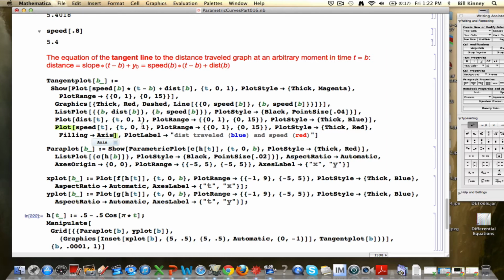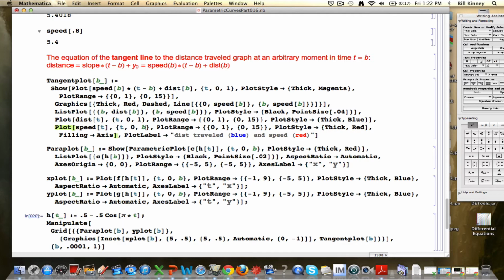The other change I'm going to make is that I'm going to change this 1 here to a b. What that's going to do is it's going to cause the graph of speed of t to not be graphed completely over the entire animation, but only up to time b. We'd only see the entire graph once b is 1.